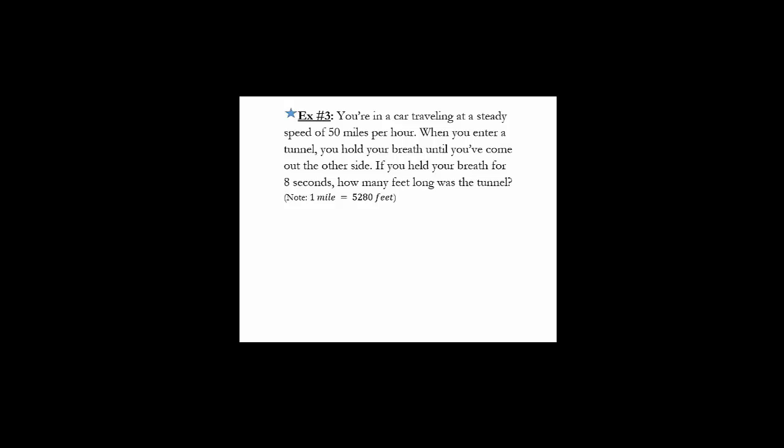Example 3, you're in a car traveling at a steady speed of 50 miles per hour. Okay, so we are given a speed, 50 miles per hour. When you enter a tunnel, you hold your breath until you've come out the other side. If you held your breath for 8 seconds, how many feet long was the tunnel?